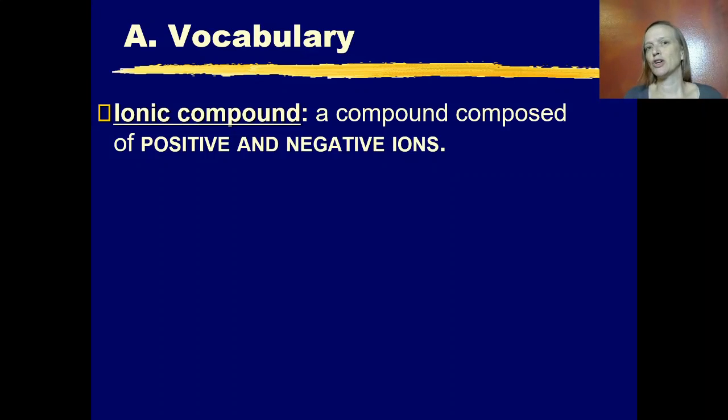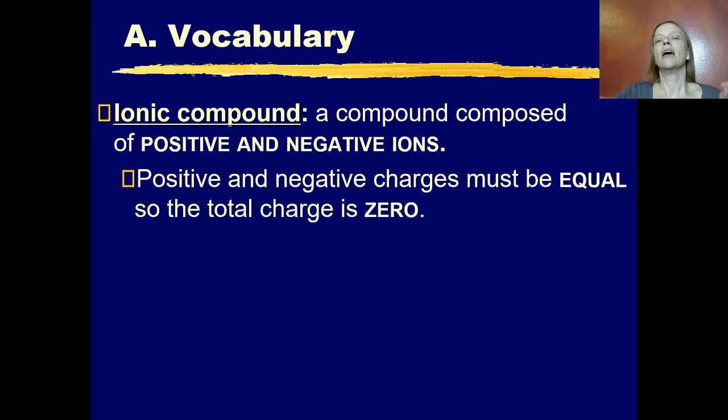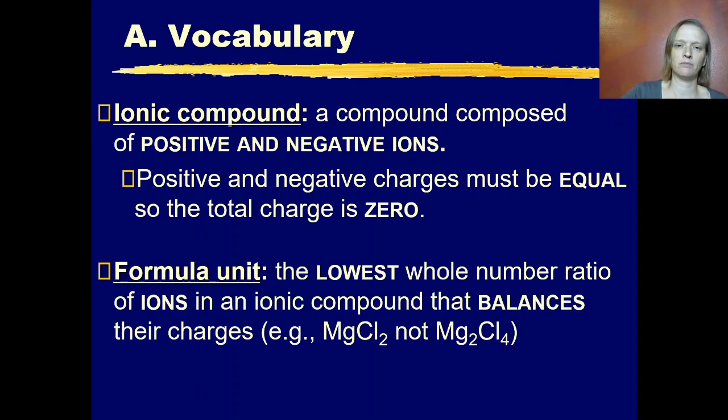First, just as a quick refresher, an ionic compound is a compound composed of positive and negative ions. In an ionic compound, the positive and negative charges must be equal. They must be equal to each other so that the total charge of the compound is 0. Another vocabulary term we're going to need is the formula unit. The formula unit is the lowest whole number ratio of ions in an ionic compound that balances their charges.